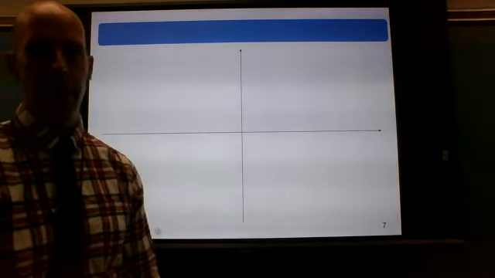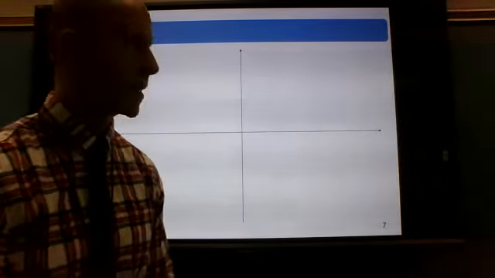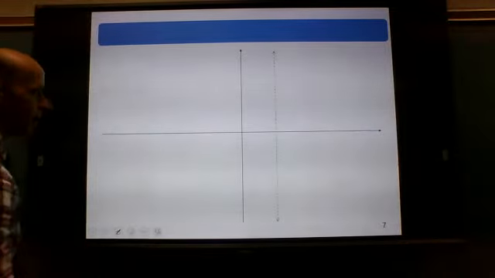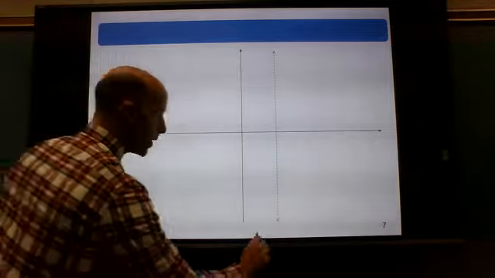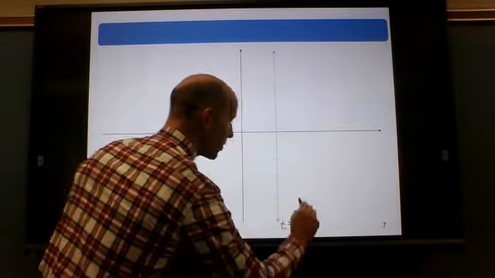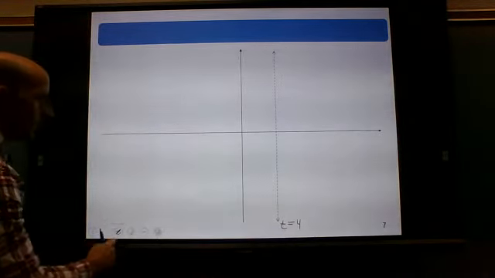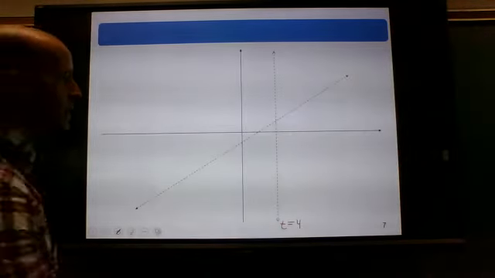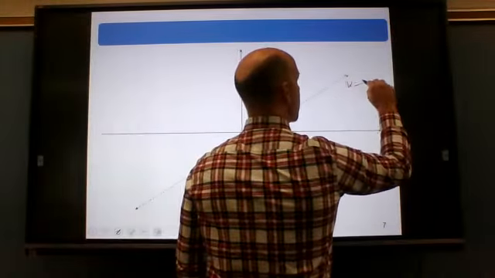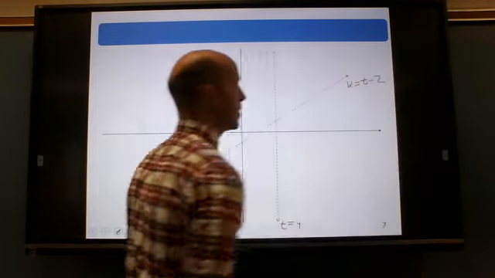And so now what we can do is we can actually use all that information to sketch the graph of this curve without technology. So the first thing that I would do is I would include my asymptotes. And we know that we have an asymptote at t equals 4. And we also know that we have a slant asymptote at k equals t minus 2.